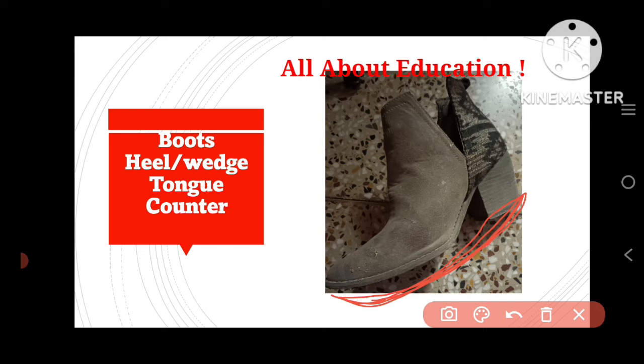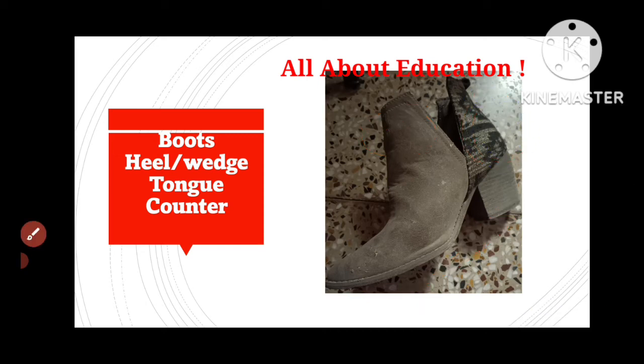Now the next one is a tongue. Tongue you already know. I have told about tongue. This is tongue. It is found in boots also, in the sneakers also, and in sport shoes also. And the counter, which we have already talked about, this is counter. So almost the same parts can be seen in these boots also.